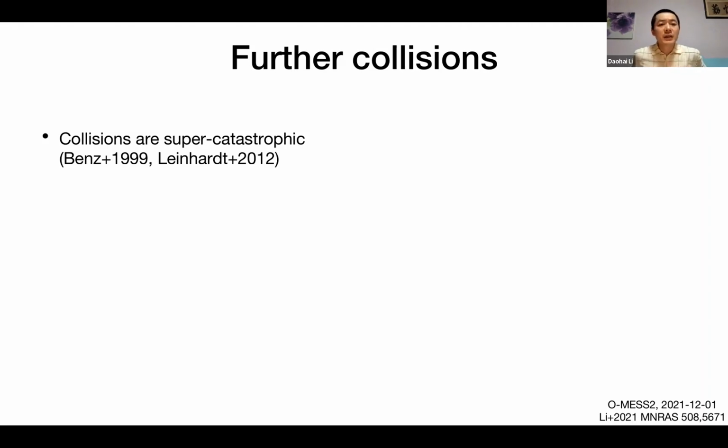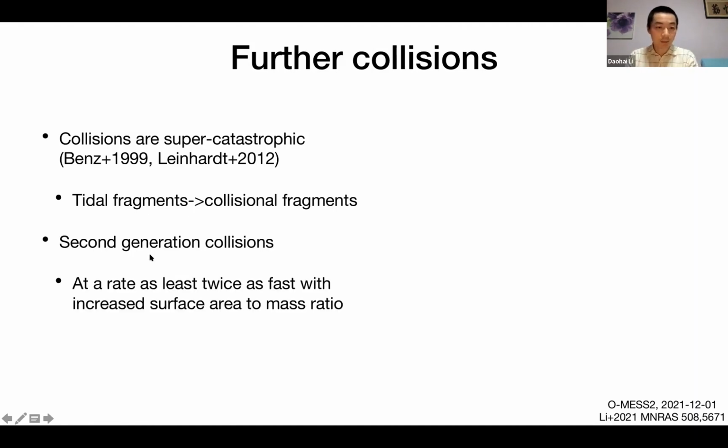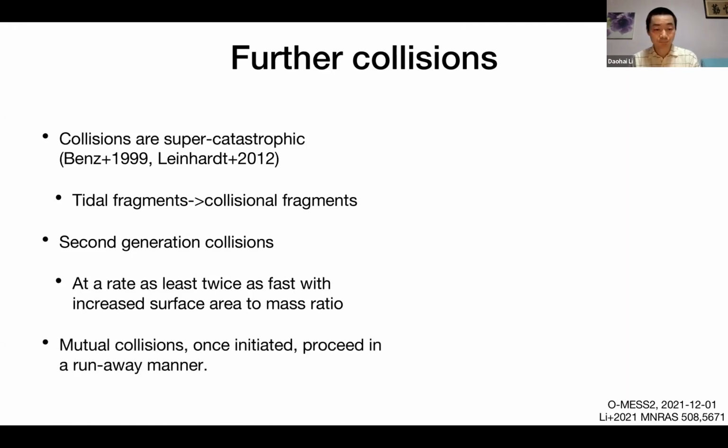Yeah, and because the velocity dispersion is so high, those collisions would be super catastrophic. So from those collisions, we would go from tidal fragments into collisional fragments, and those collisional fragments may mutually collide further. And because these collisional fragments are much smaller than the tidal fragments, we have a much increased surface area to mass ratio. So mutual collisions, once initiated, will proceed in a runaway manner.